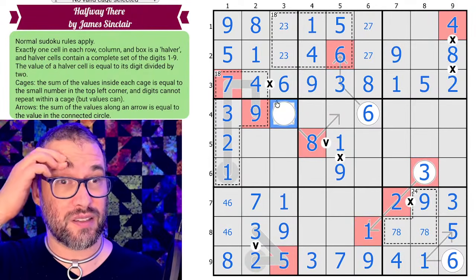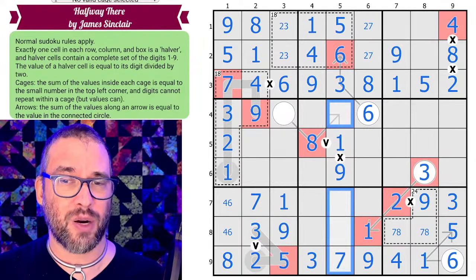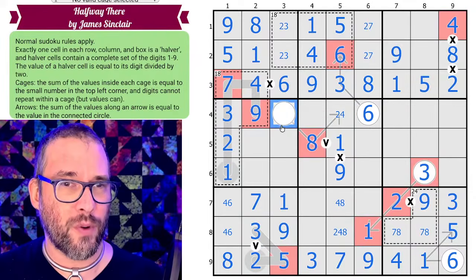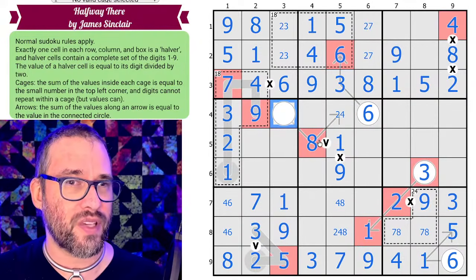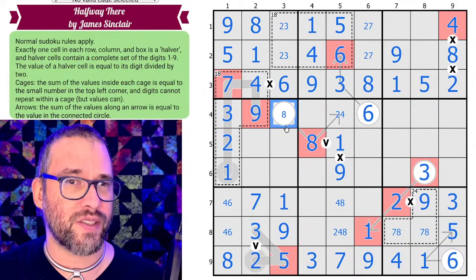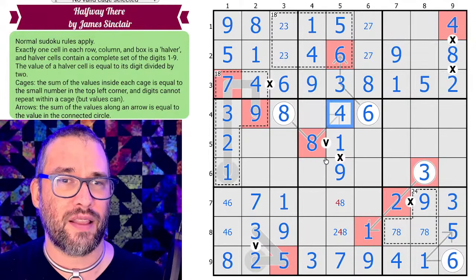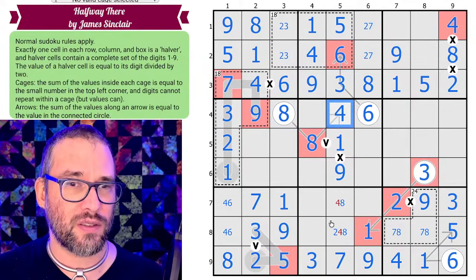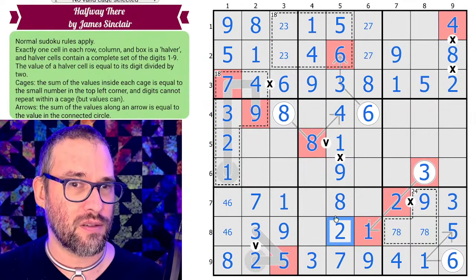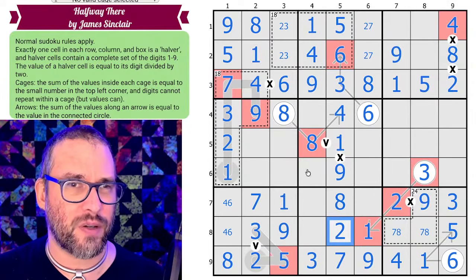Let's see. This arrow. Let's just mark this column. This is a 2 or a 4. We're going with a 4, so this is either an 8, or a 6, which it is not. So that is an 8. That is a 4. 8 and 2 go in. And now it should just be Sudoku, I guess.